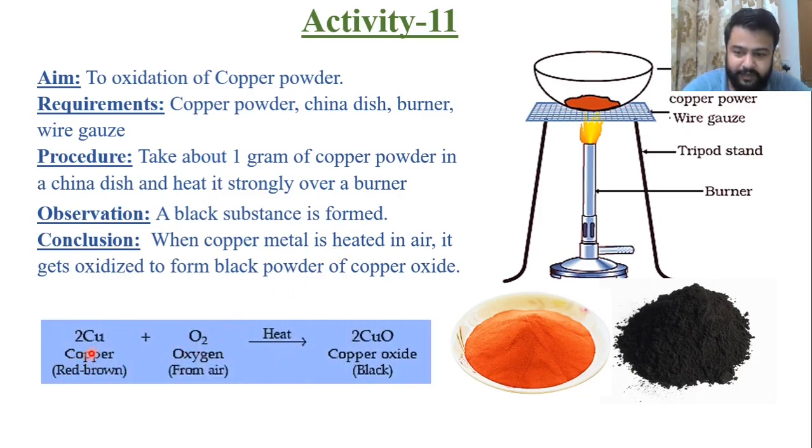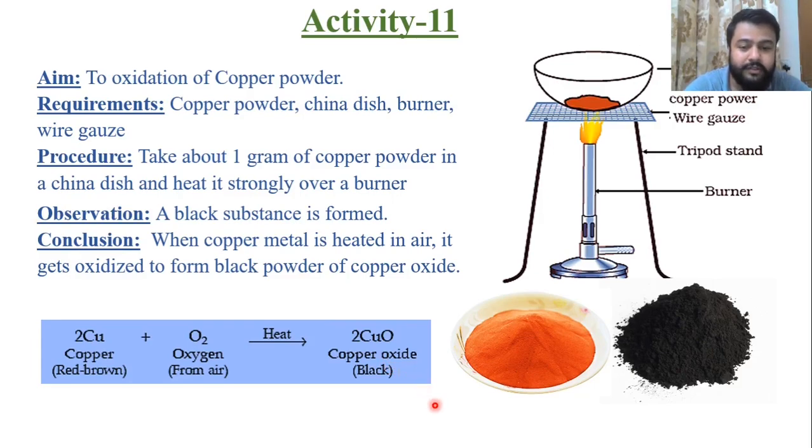This is your chemical reaction. Copper, which is red brown in color, reacts with oxygen from air during the heating procedure and converts into copper oxide, which is black in color. First point you have to remember: a black substance is formed. The formula for the black substance is copper oxide.